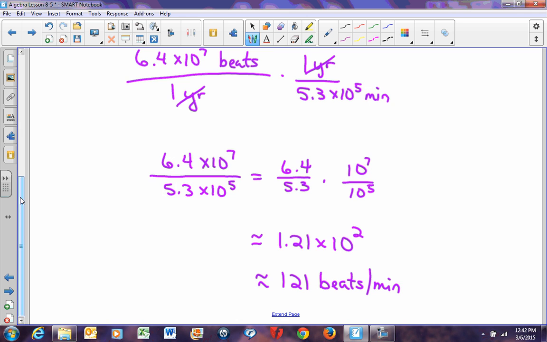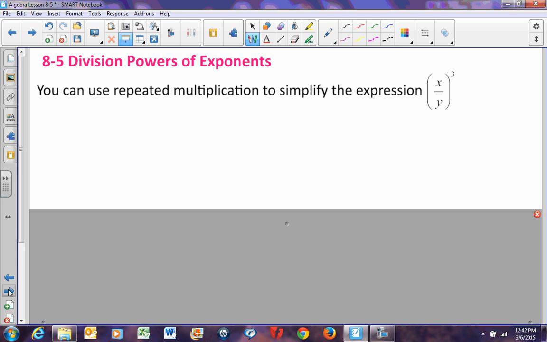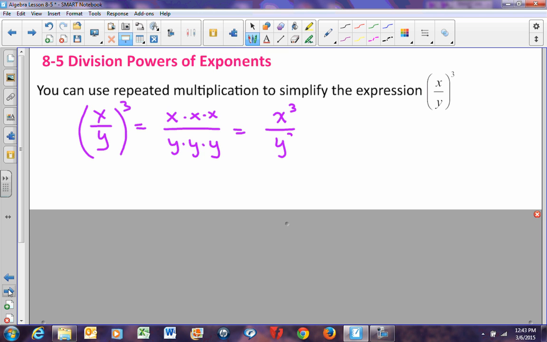Now, we can also use repeated multiplication to simplify the expression x over y, quantity to the 3rd power. Remember, when we took a quantity to a power, we distributed that power to everything inside of the parenthesis. We're going to do something similar here, because if I look at this, I have x over y, quantity to the 3rd, which means x times x times x over y times y times y, or in other words, x to the 3rd over y to the 3rd. Just like before, when we took a quantity to a power, we distributed the exponent throughout the entire quantity. We do the same thing with a quotient.